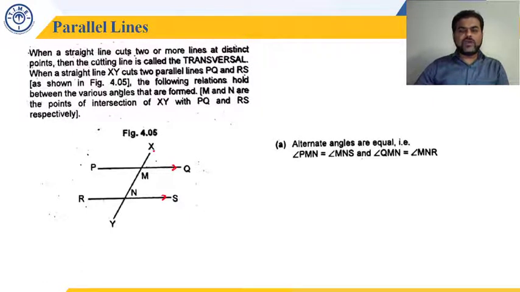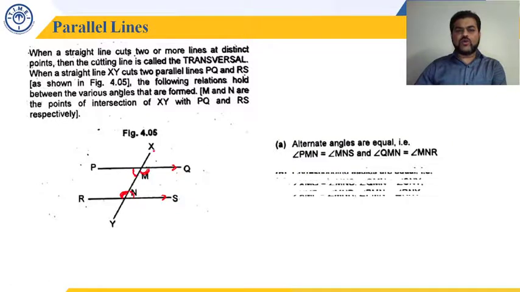Whenever we have two parallel lines and a transversal cutting them, then alternate angles are equal. Okay. Which are the alternate angles here? This angle will be equal to this angle. So these are alternate angles. Okay. And similarly, this angle will be equal to this angle. These are also alternate angles. So this and this, they are equal, and this and this they are also equal. So these are alternate angles.